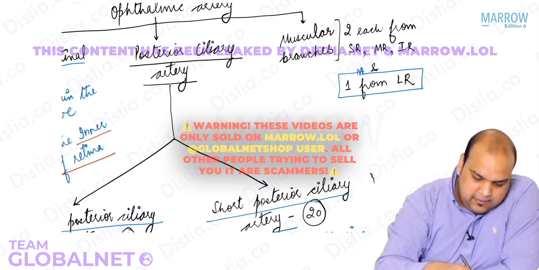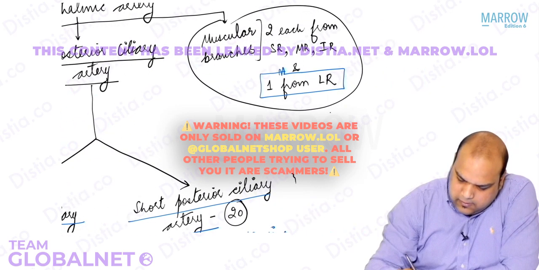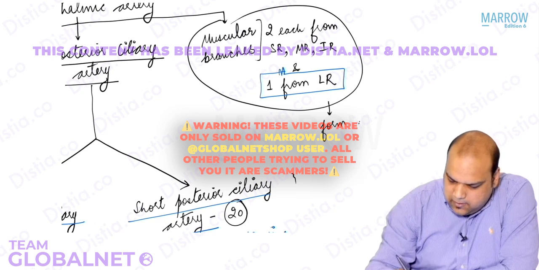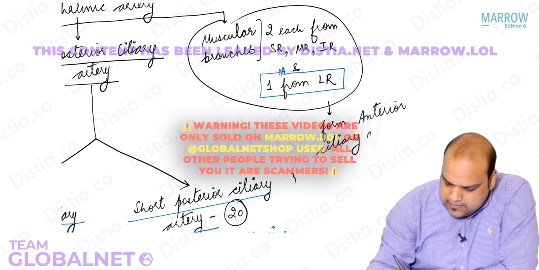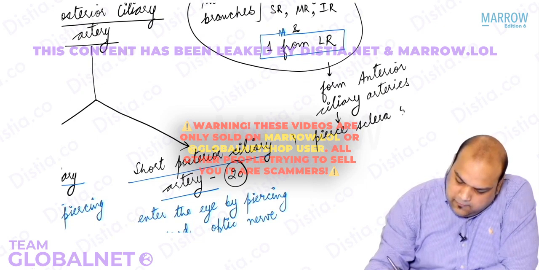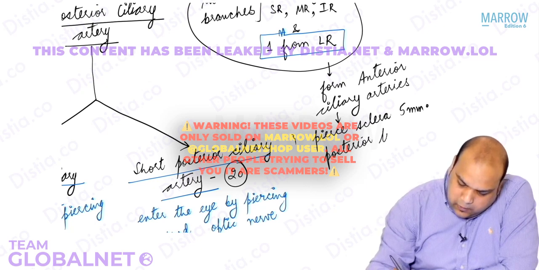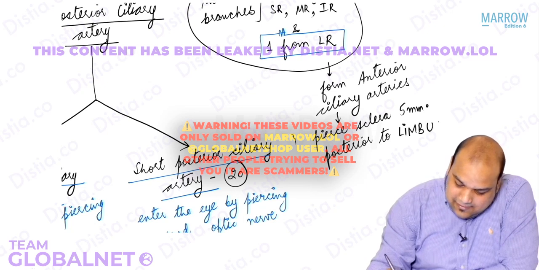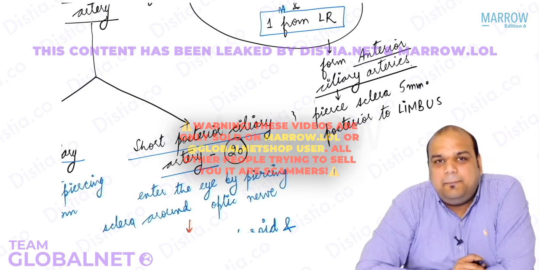branch. These muscular branches form anterior ciliary arteries, which pierce the sclera 5 mm posterior to limbus.